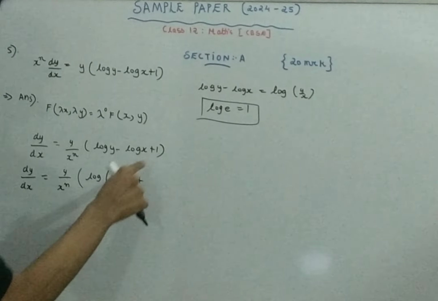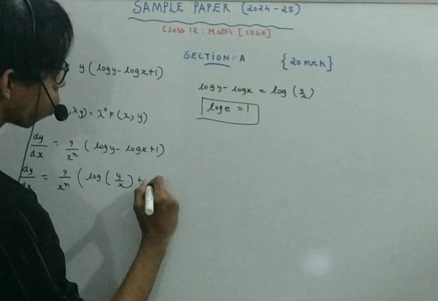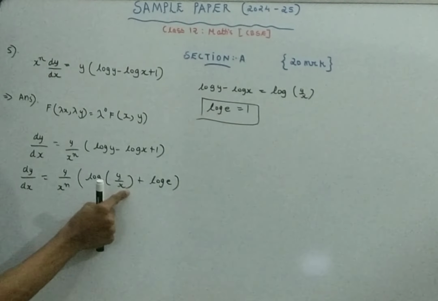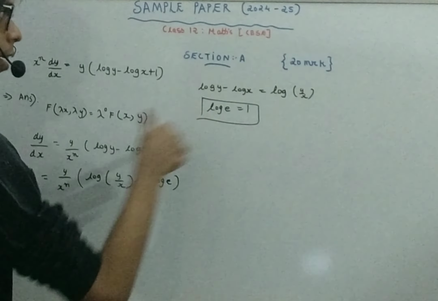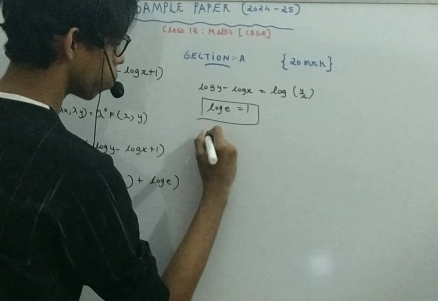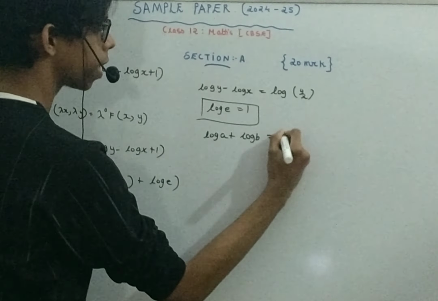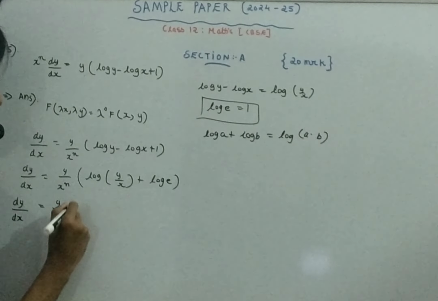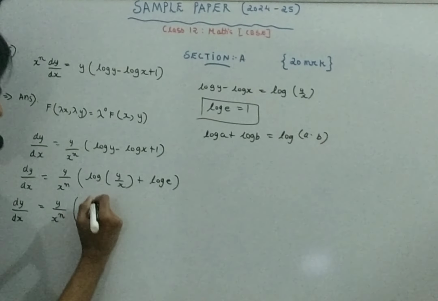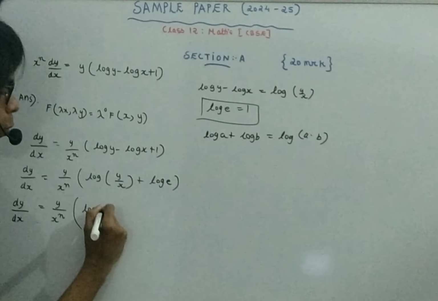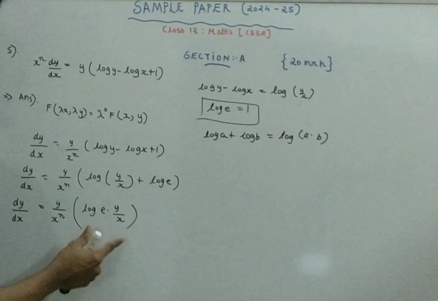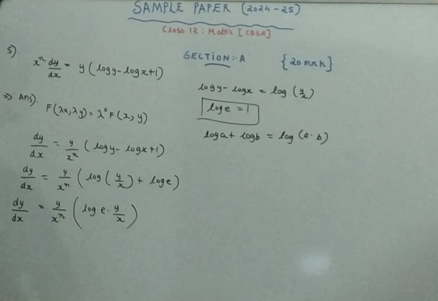So now here instead of this 1, let us substitute log e. You see over here, we are having log a plus log b, isn't it? I said when it is subtraction, it will become division. So if you are given log a plus log b, we can write it as log of a into b, it will become multiplication. So the same concept let us use over here. So dy by dx is equal to y by x raised to n into log of e into y by x. We have just simplified our differential equation over here.